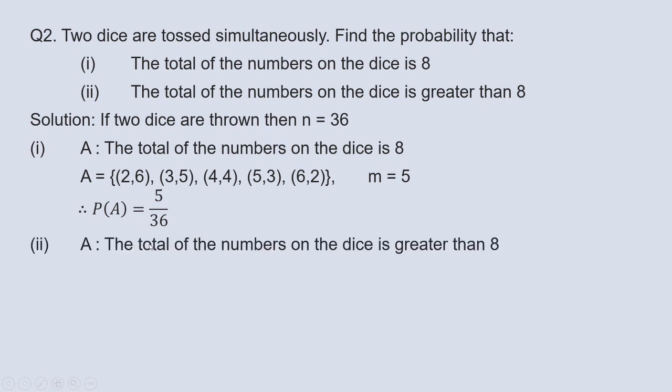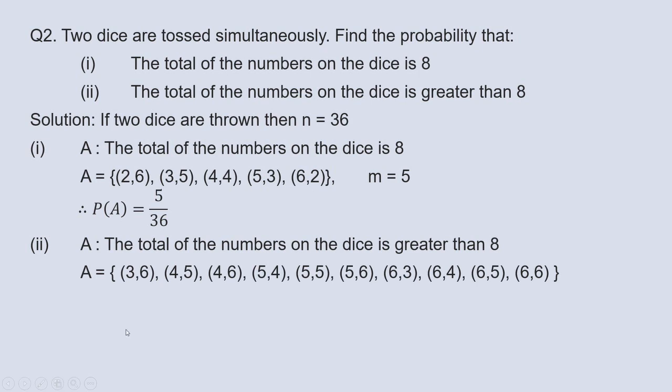Similarly, let us define the event A for the second one as A is the event that total of the numbers on the dice is greater than 8. Now it is greater than 8. So I will consider all the sums of those numbers which are greater than 8. So it will start from 9. The total sum will start from 9. So A can take these values.